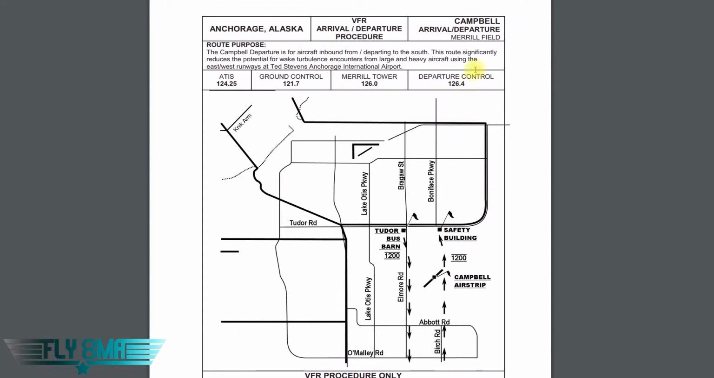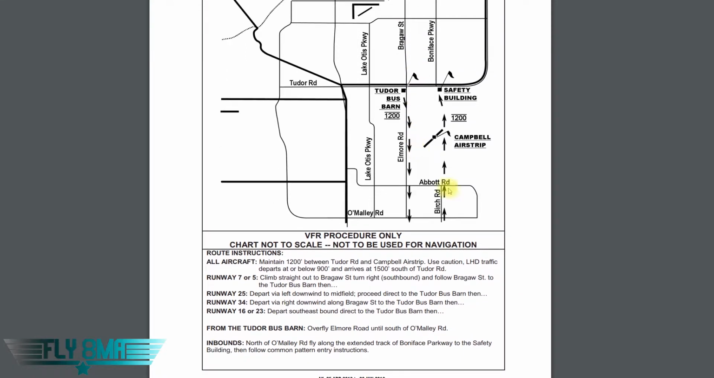Now, if you want to use this Campbell arrival as an arrival procedure, well, in that case, you could just simply comply with what's on the chart here, right? Inbounds, north of O'Malley Road, fly along the extended track of Boniface Parkway to the safety building, and then follow common pattern entry instructions, right?